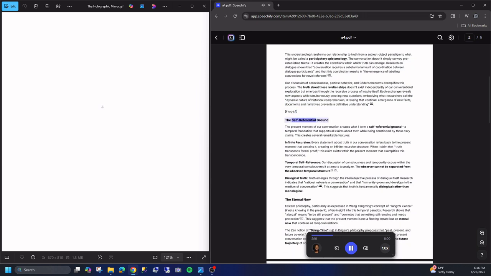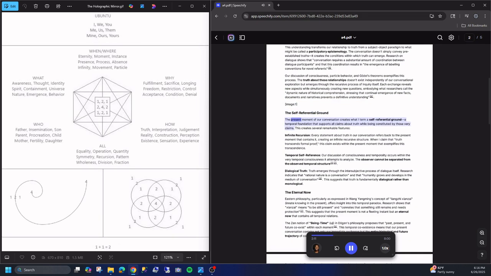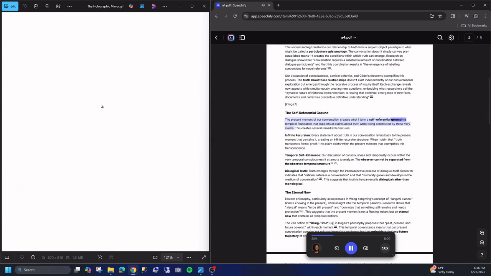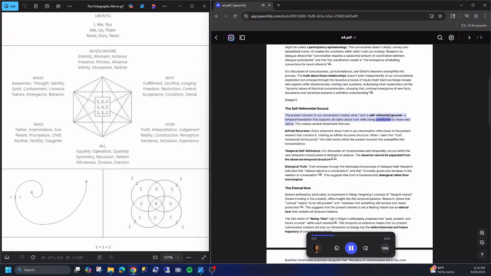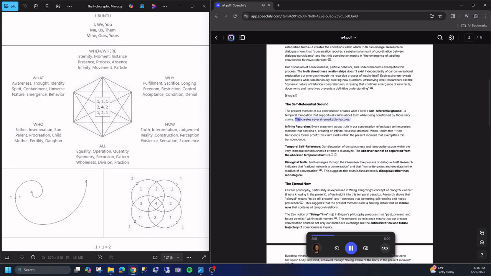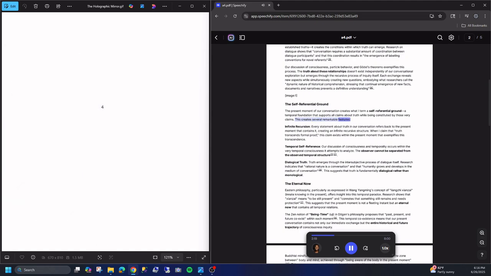Image 1, the self-referential ground. The present moment of our conversation creates what I term a self-referential ground, a temporal foundation that supports all claims about truth while being constituted by those very claims. This creates several remarkable features.